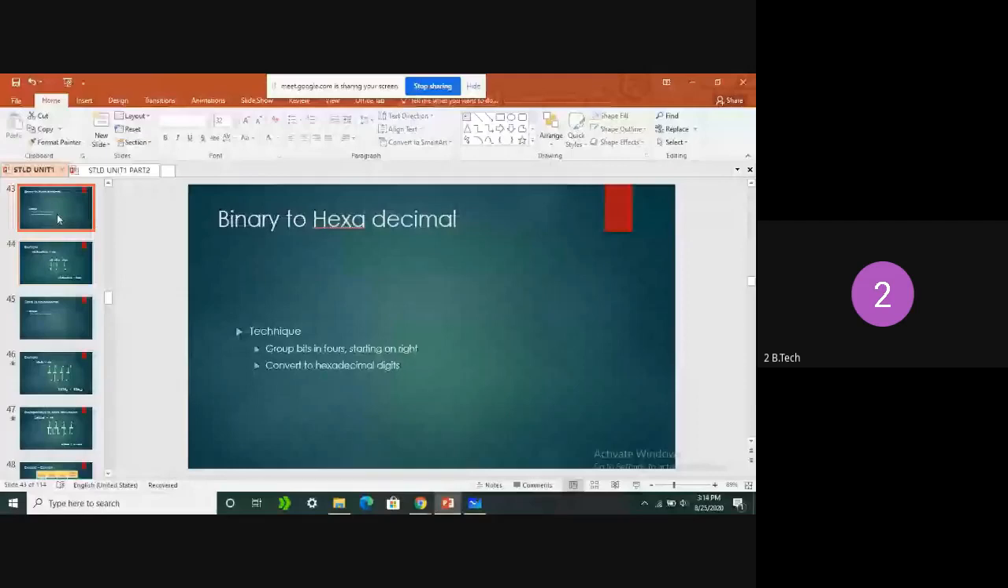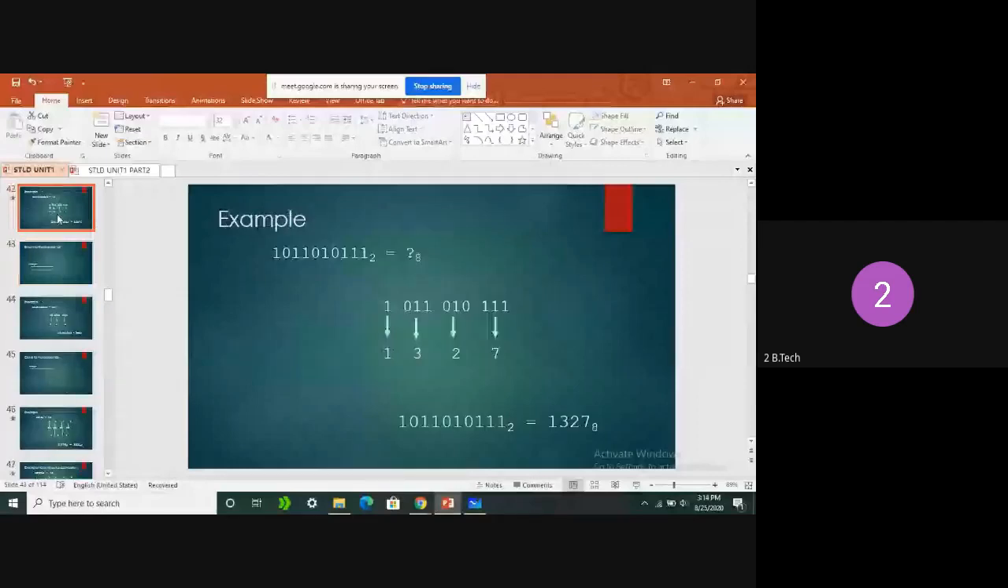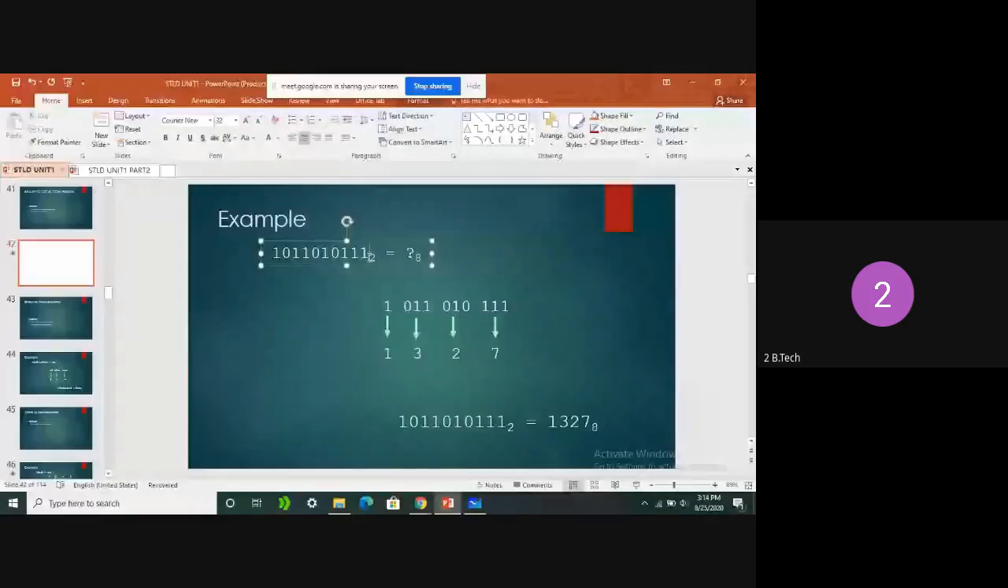Number we are grouping into three numbers. So we need to take three numbers as a group, and we can find its octal representation. For the triple 111, it is 7. Again, take the next three numbers. What are the next three digits? 0, 1, 0. So 010 is nothing but 2.